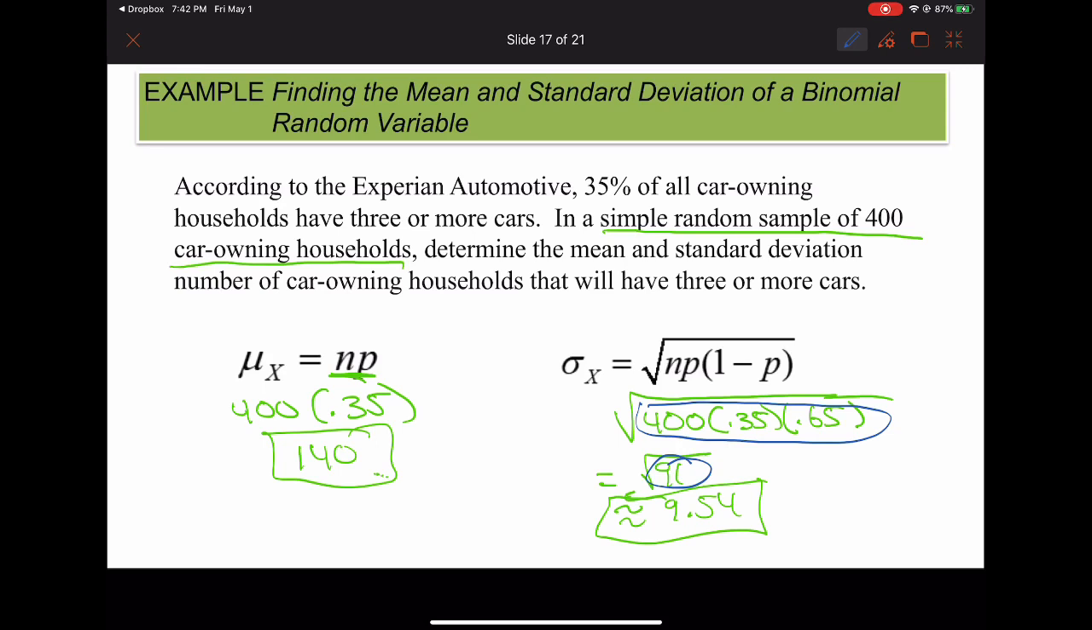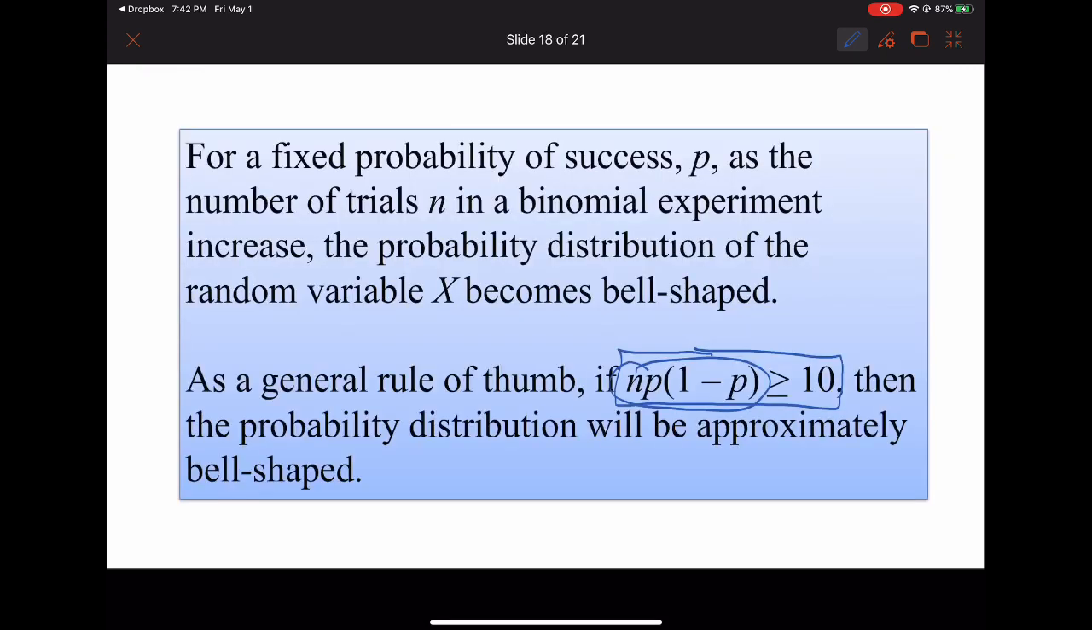Because that number is greater than 10, we can say that it is approximately bell-shaped. If that number was less than 10, we would not be able to say it was bell-shaped, and most likely we would have to use a different method. But if I don't ask you to tell me if it is, and I just say, hey, do this math, just assume that it is. All right, let's move on.